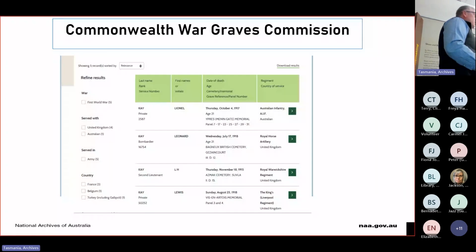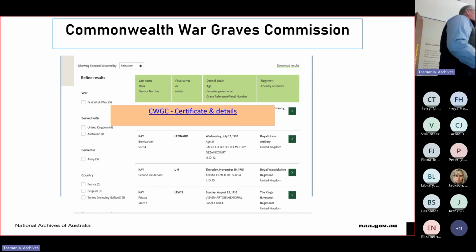It'll tell you where the soldier is buried, which cemetery in Europe or England or any other place in the world, and it'll give you a location in the cemetery. You can also download a certificate which details their service and how they were killed.